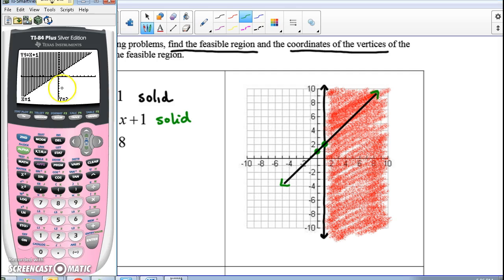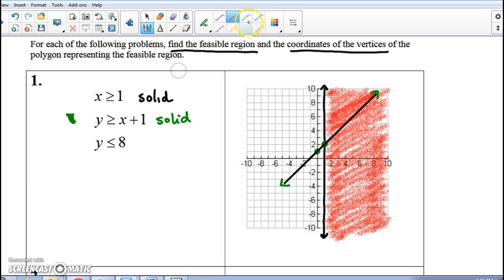And we're going to shade. So this time we're going to shade above. So I'm going to use a different color to shade above. And we're looking for where everything shades together, remember? So far where my two colors overlap is this blue and red here.